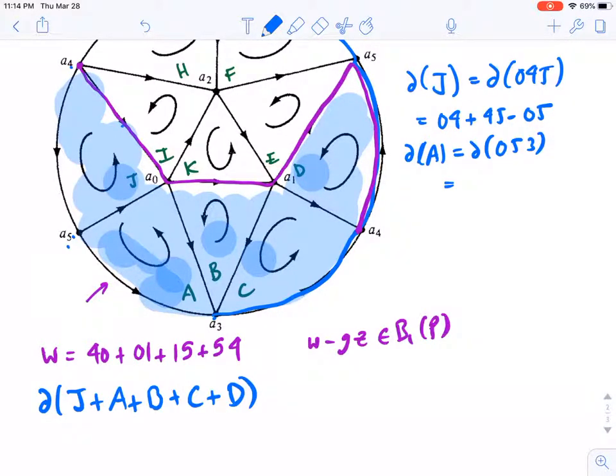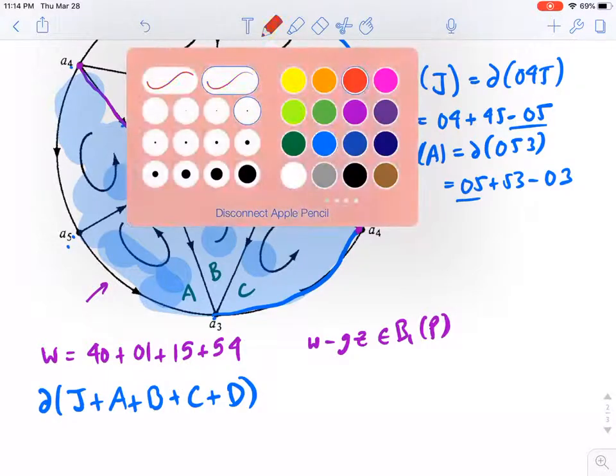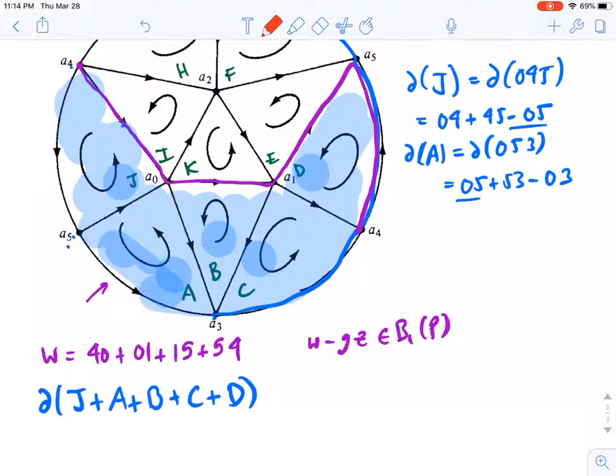And so this will equal 0,5 plus 5,3 minus 0,3. And now note between J and A that we have a 0,5 here and a minus 0,5 here. Those are going to cancel. And pictorially, you can see what's happening. The 0,5 line, that's right here. As you travel around J in this direction, or if you travel around A, following this line here, you go in this direction. Those cancel each other out.